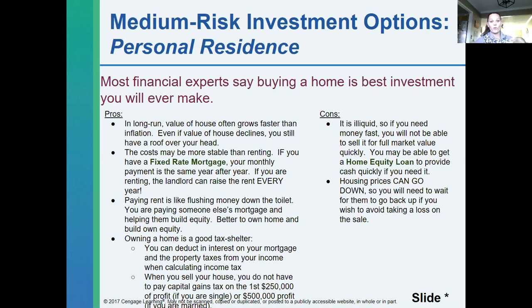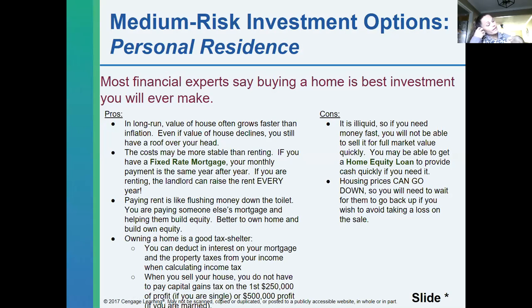So that's a pro to owning your own home. And that's also a good tax shelter. You can deduct the interest from your mortgage. If you sell your house, you don't have to pay capital gains tax on the first $250,000 if you're single or $500,000 if you're married. So a lot of times your income or profit is taxed. If you sell your residence, again, the home you live in, it's different if it's not a home you live in. You don't have to pay taxes on that part of your profit.